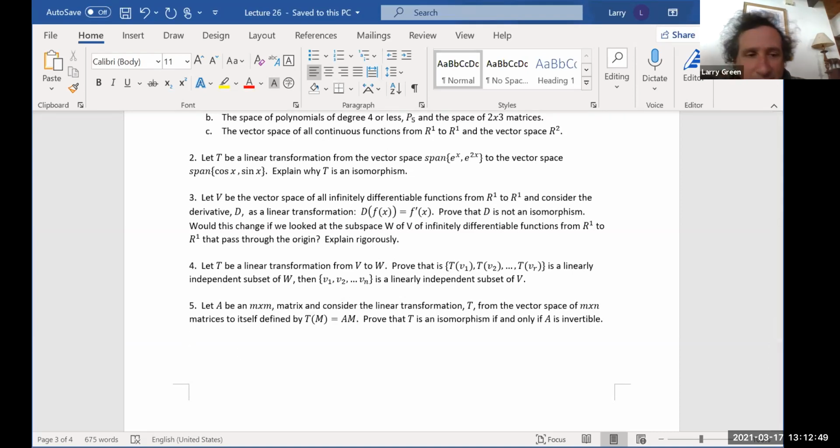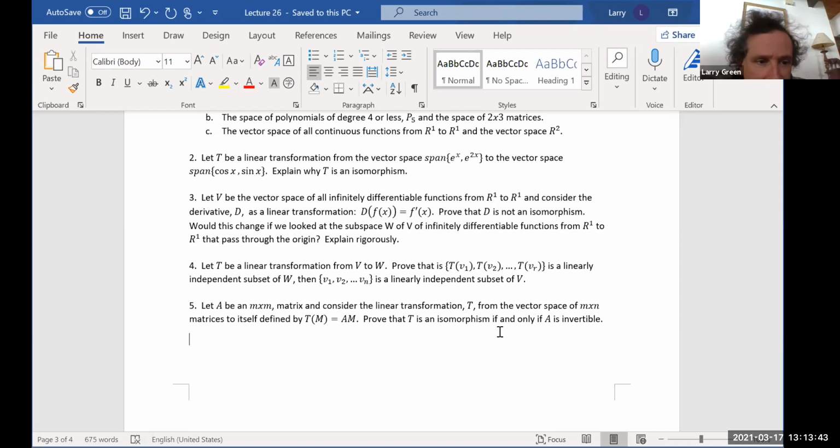Okay, so what we've got is let A be an M by M matrix, that's a square matrix, and consider the linear transformation T from the vector space of M by N matrices to itself defined by T of M equals AM. Prove that T is an isomorphism if and only if A is invertible. Okay. So do you understand the question first? Any questions in the question? Okay. So we need to show that T is an isomorphism, right?